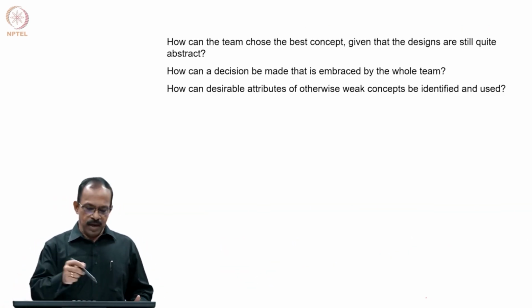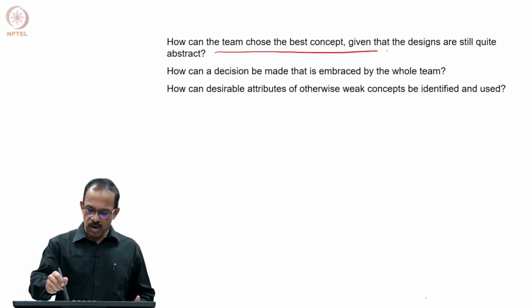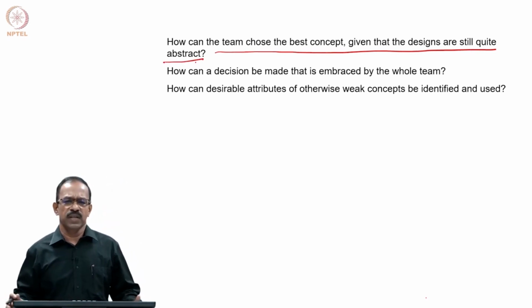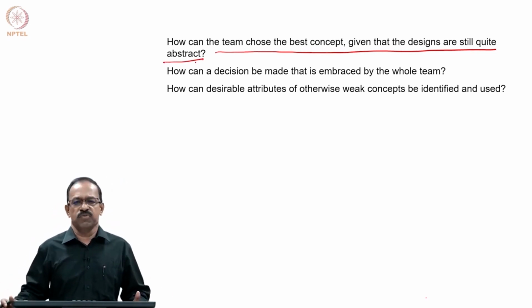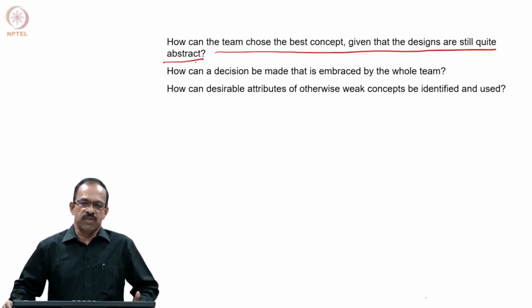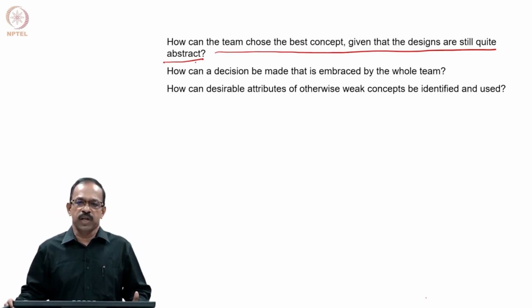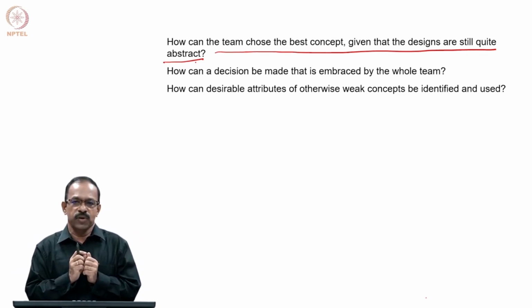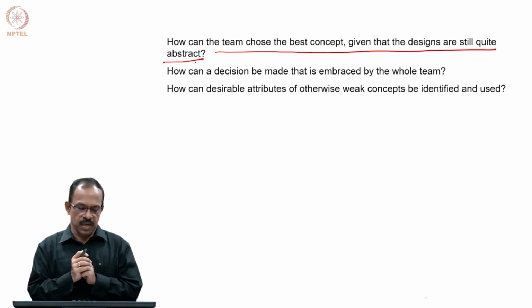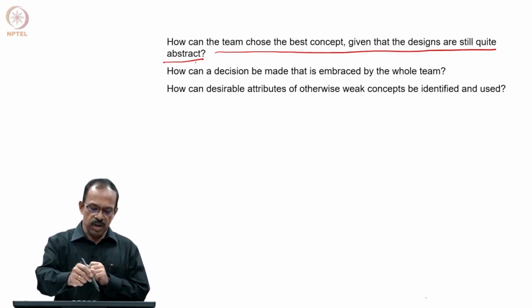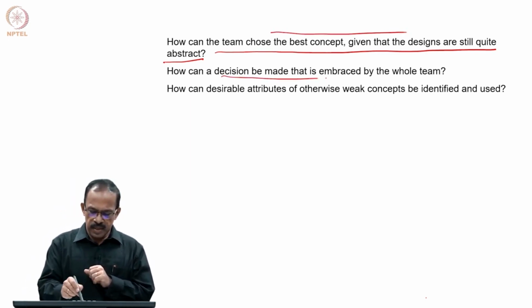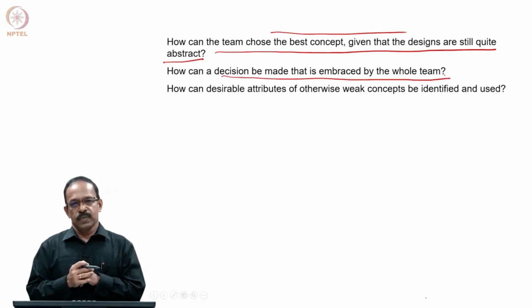Okay, so, the objective is how can the team choose the best concepts given that the designs are quite abstract. So, we still do not have a very detailed design. They are again at a very abstract level. We have not gone into the details of the material properties, machining requirements, and all those things are not really taken into account, but we have an idea, or we have some kind of understanding of how these concepts can be implemented. And under that situation, how can we choose the best concept is the question, and how can a decision be made that is embraced by the whole team.